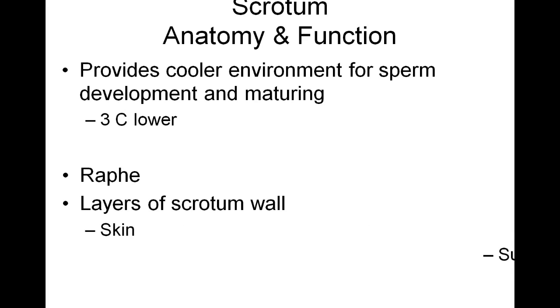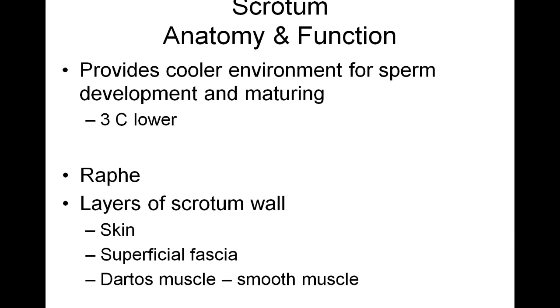The layers of the scrotum, so there's skin, then there's a layer called the superficial fascia, and then there's the dartos muscle. The dartos muscle is there to help regulate the temperature of the testes so that the sperm stay at the right temperature so they develop.